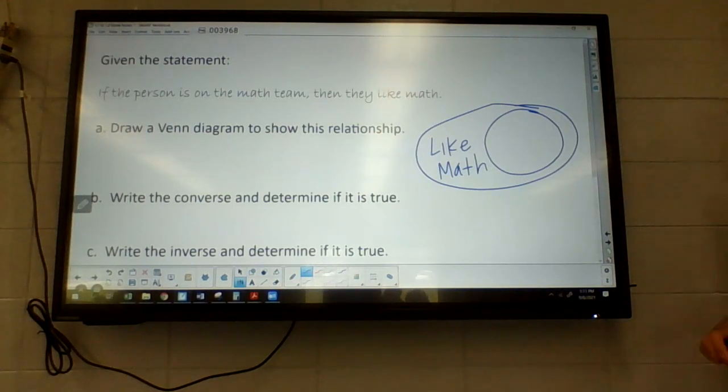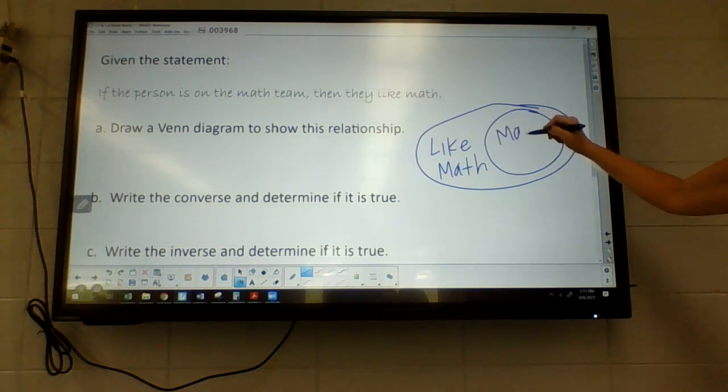Then the smaller circle is out of those people that like math, those are the people I would ask to be on the math team. Like if there's a kid that's obviously miserable in my class, I would be like, hey, join the math team, let's hang out. Wait, what does the math team do again?